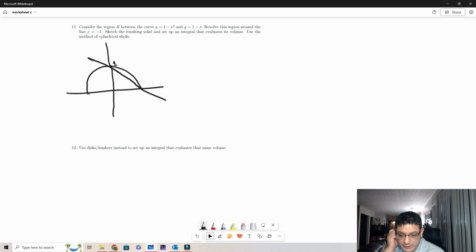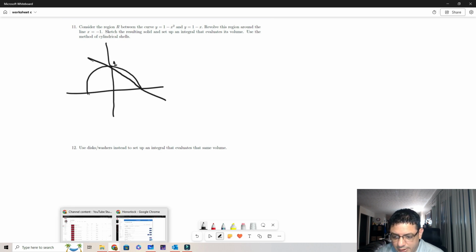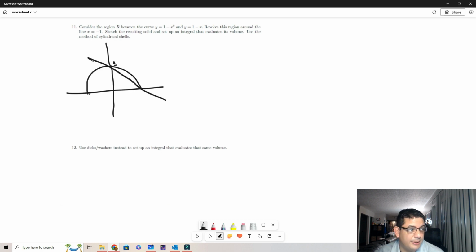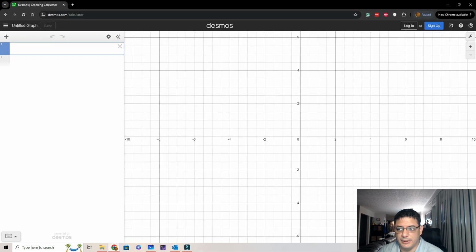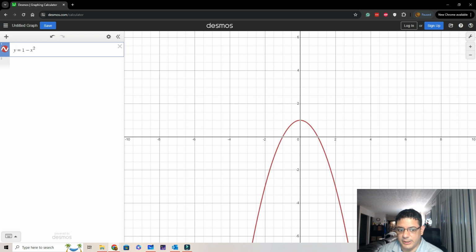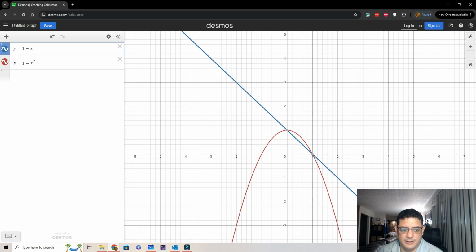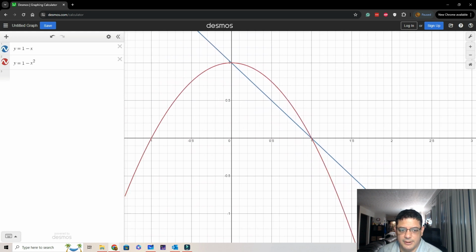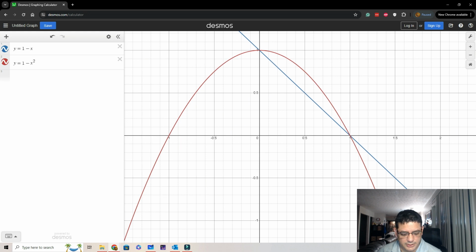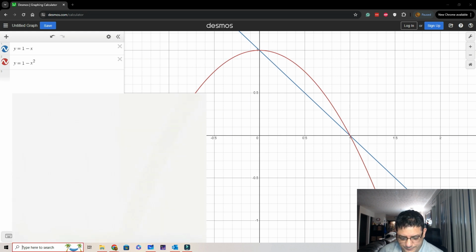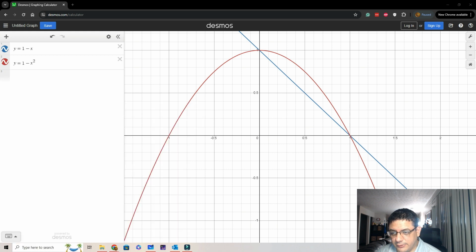So my picture is not really nice, but if you want to have a nicer picture, then you can probably use Desmos to just make a better graph. So for example, y equals 1 minus x squared, and then if I want to have y equals 1 minus x, then this is what I want. So it's just looking much better than what I have. Let me actually use this one for the video.